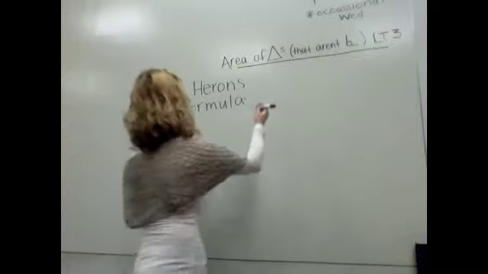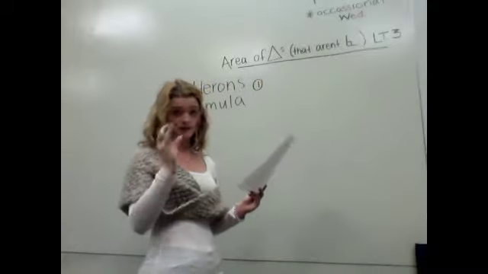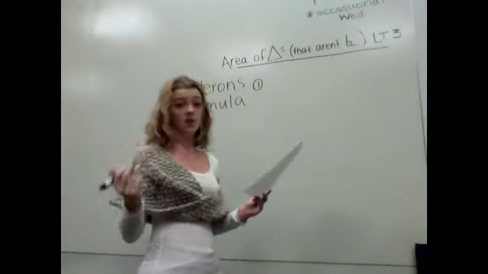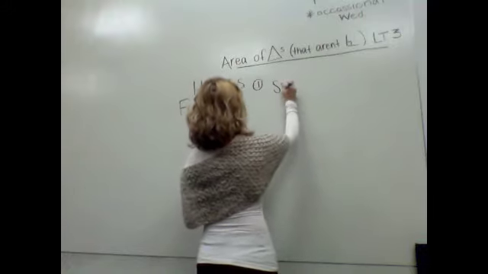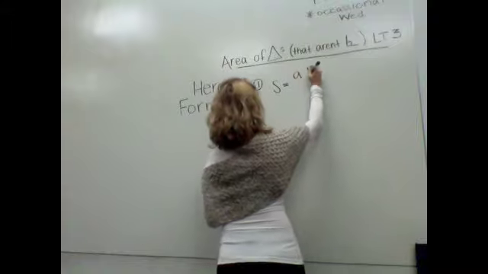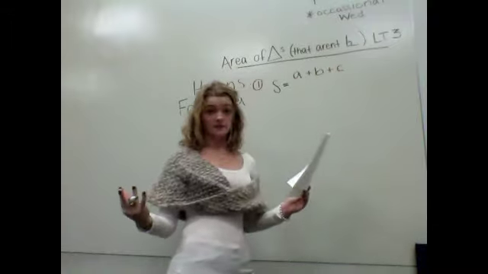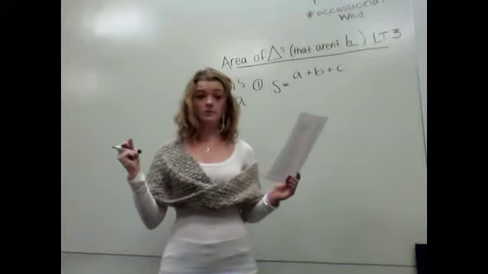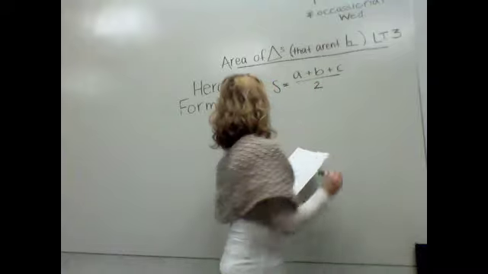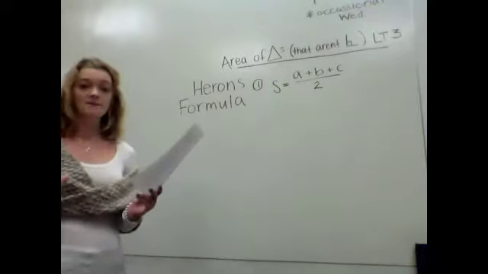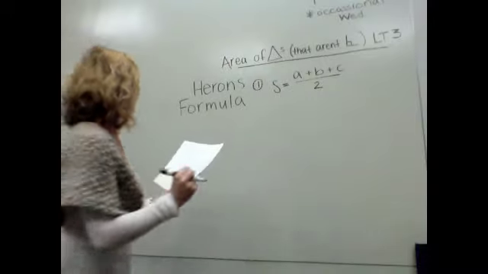The first thing you need to do when using Heron's formula, because all your sides are given to you, is calculate what is called the semi-perimeter. Now, semi-perimeter is exactly as it sounds. You're going to take the perimeter, A plus B plus C, those are all your side lengths. Semi is actually a root stem word for the word half. So you're going to take half of your perimeter. This is going to be my value for S. Take your perimeter and cut it in half.